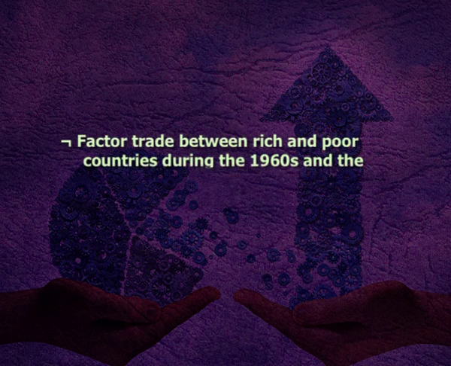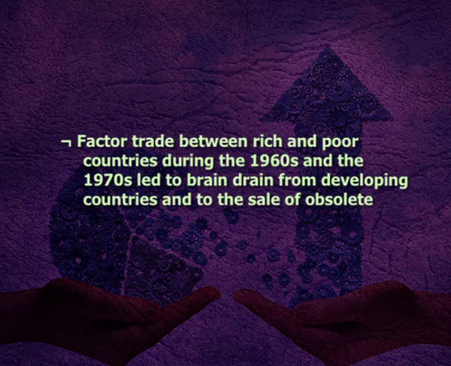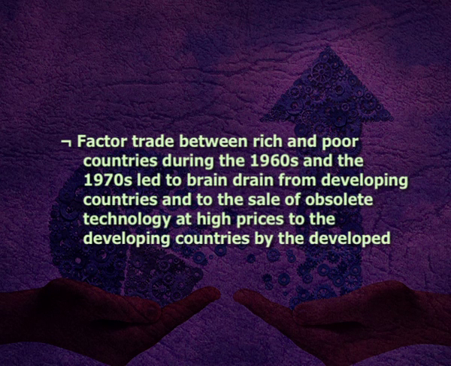The factor trade between rich and poor countries during the 1960s and the 1970s led to brain drain from developing countries and to the sale of obsolete technology at high prices to the developing countries by the developed countries. This hindered the growth and development process of the developing countries. External debts of many developing countries rose to threatening levels, and these countries were forced by the developed world to globalize to fulfill their debt obligations.